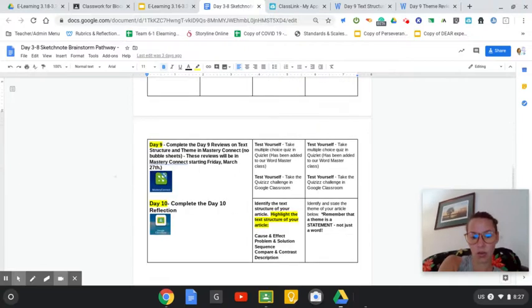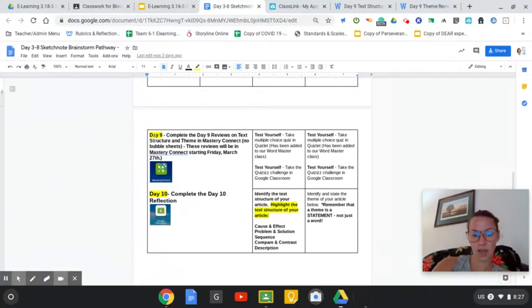And if you scroll down on the left-hand side, you'll see days 9 and day 10. Day 9 being in Mastery Connect, and day 10 being in your Google Classroom. And if any of you guys contact me today, I can load in the reflection to the Google Classroom if you'd like to take that today.